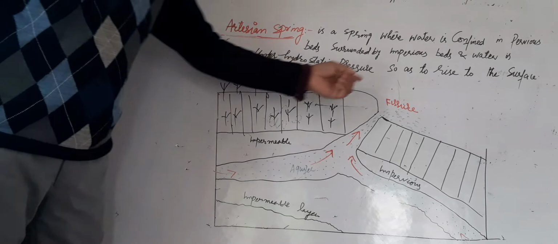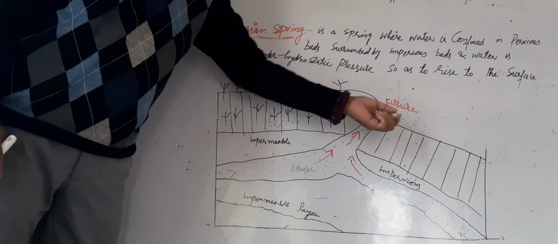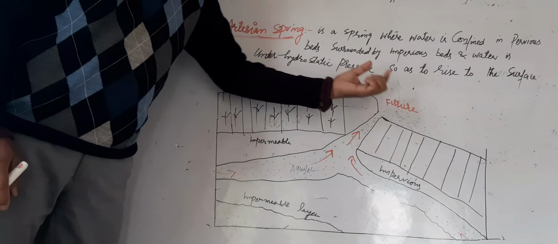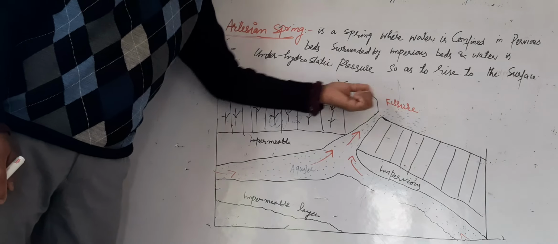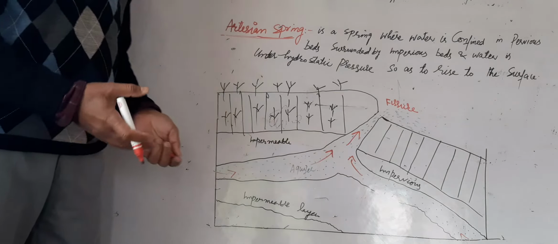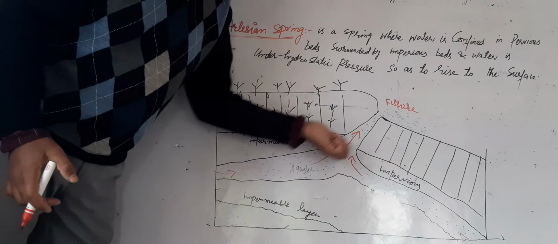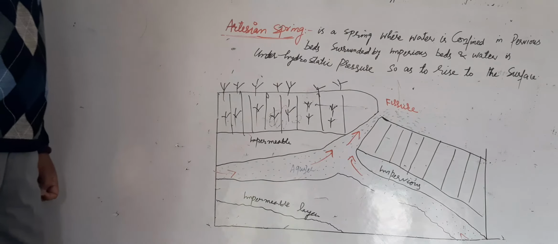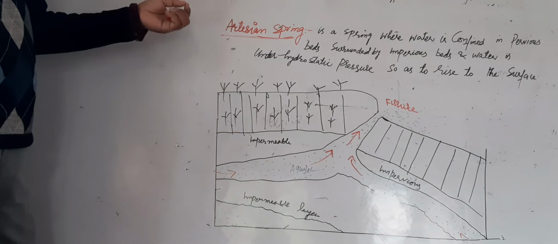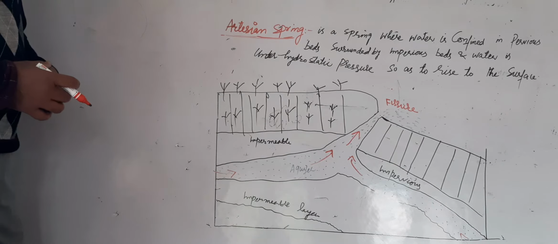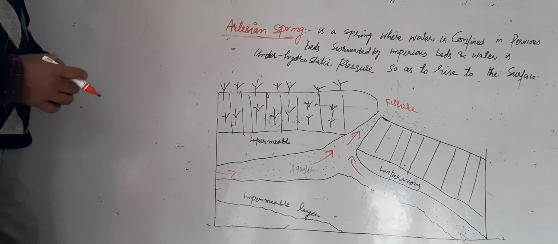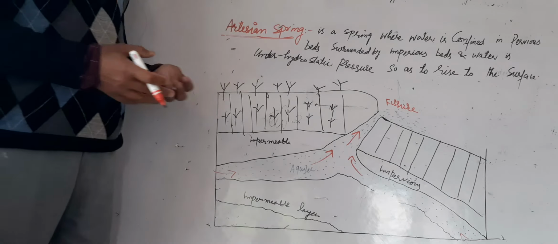So this comes out in the form of spring, whether it is an open space, a crack or fissure, or a loose type of material. So due to hydrostatic pressure from both the sides, the water rises to the surface. Simple. If we try to understand in a simple way what is an artesian spring, artesian spring क्या होता है?